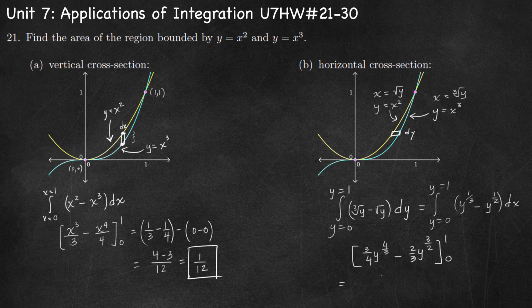When we substitute 1 in for y, we get 3/4 minus 2/3. When we substitute 0 in for y, we get 0 minus 0. So now this is 3/4 minus 2/3, and if we use the common denominator of 12, that's 9 minus 8 over 12, which is 1 over 12. So the area of the region, again, is 1 over 12.